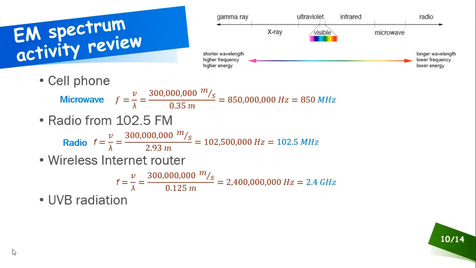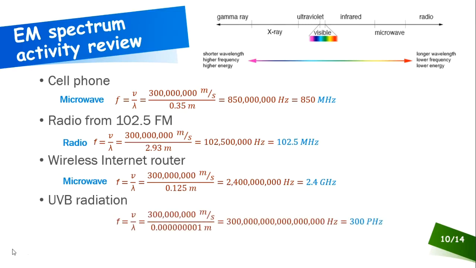Wireless internet router, you can see here 2.4 gigahertz. That's a typical frequency for a wireless internet router. And of course, that puts it into the microwave category, same as your cell phone.